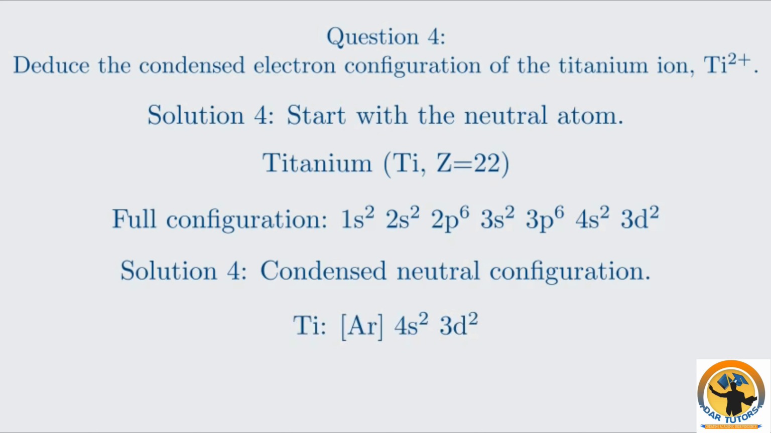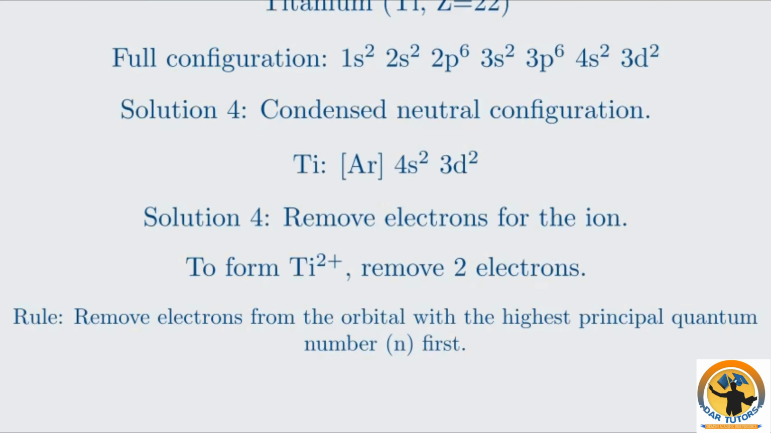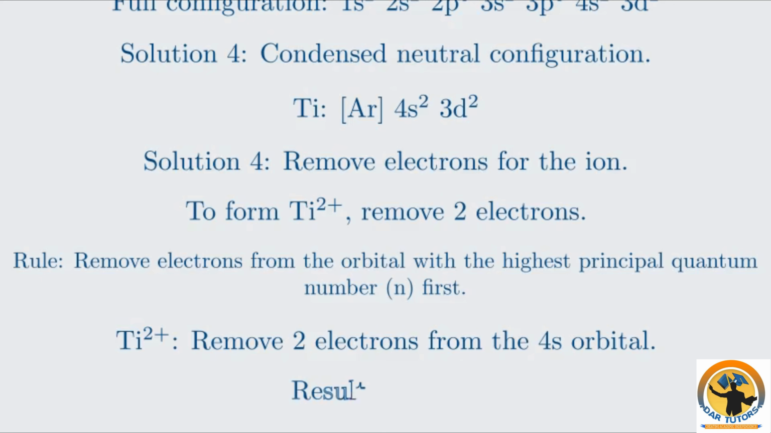Now for the tricky part. We need to remove 2 electrons to form the Ti²⁺ ion. From which orbitals do they come? Remember, for transition metals, electrons are always removed from the orbital with the highest principal quantum number first. So, the 2 electrons come from the 4s orbital, not the 3d. The final condensed electron configuration for Ti²⁺ is simply argon 3d².